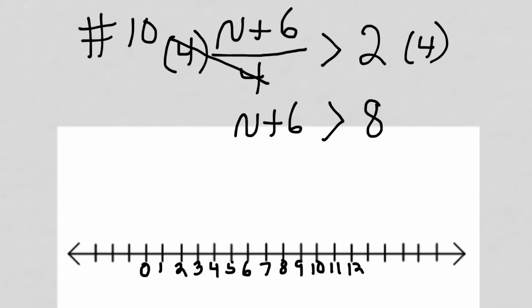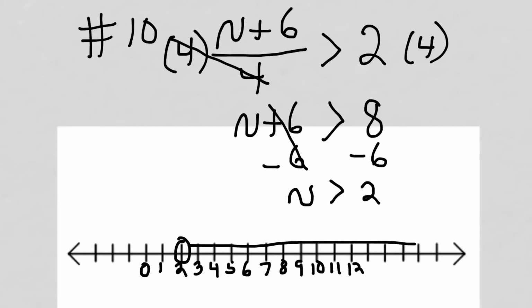I'm moving a little faster now because I think you should have the hang of it by now. N plus 6, to get n by itself, I'm going to subtract 6. Those two cancel each other out. You're left with n is greater than 2. Greater than 2, open circle. Line goes to the right because all these numbers are greater than 2. All right, let's move on to number 11.